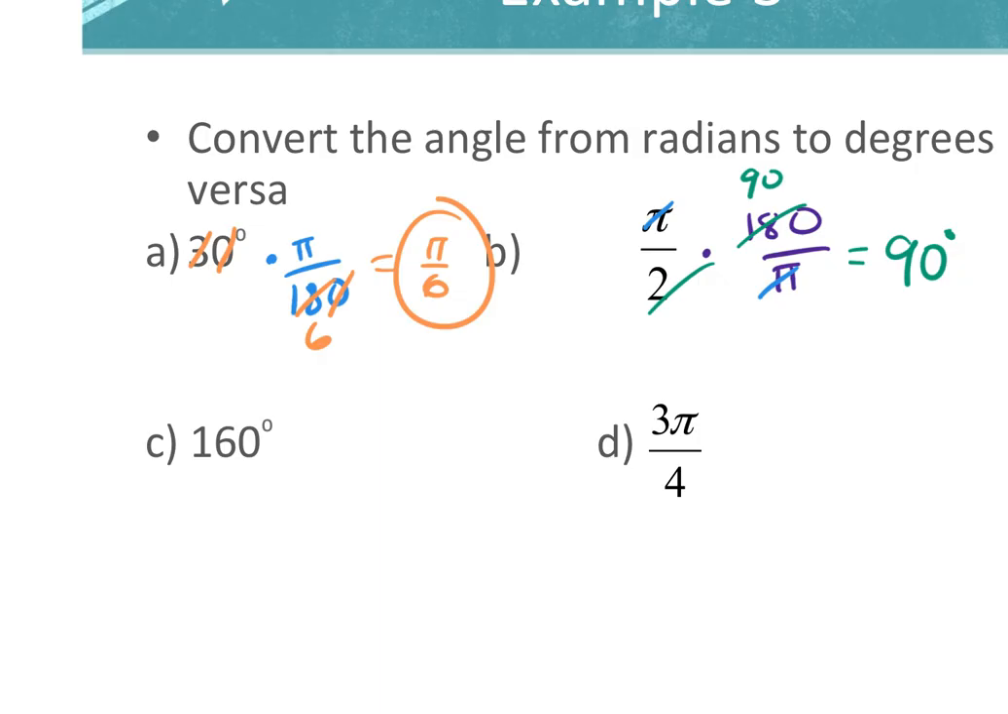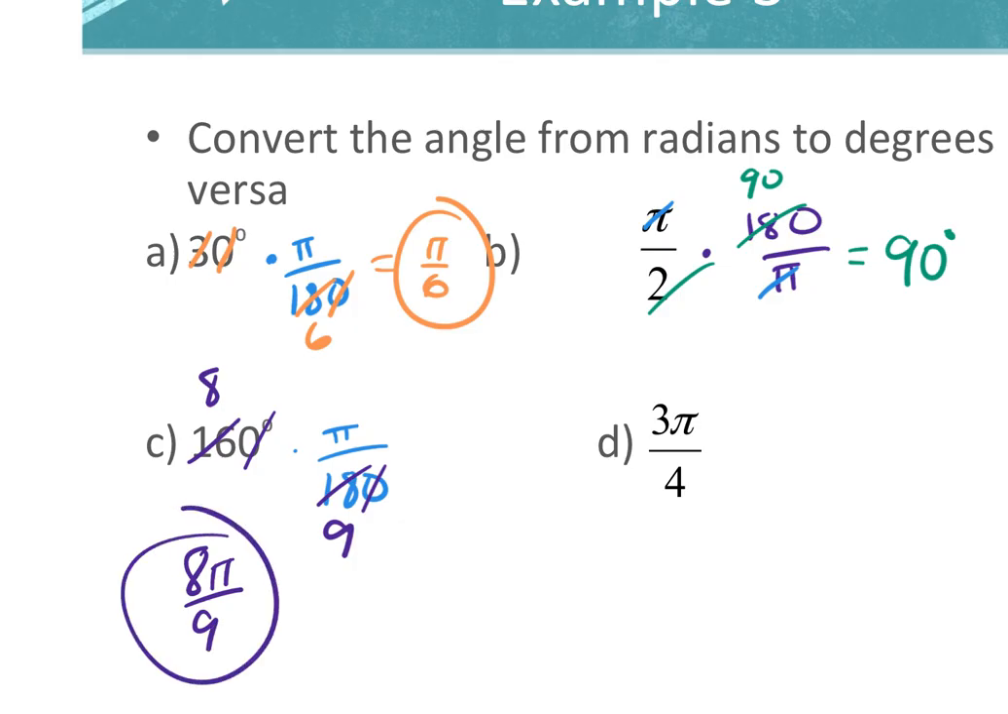At the top, okay? All right, 160 times pi over 180. I'm going to cross through the zeros again. And what goes into both 16 and 18? 2. This would be 8. This would be 9. And I'd get 8 pi over 9.